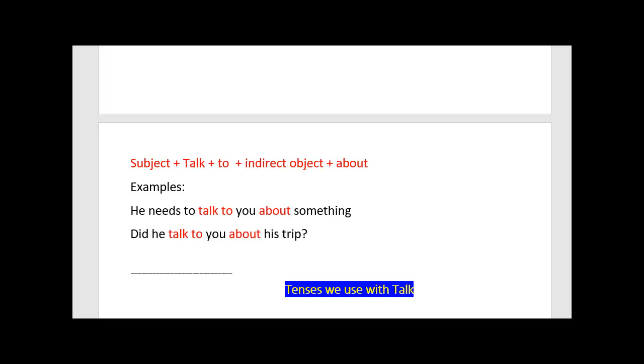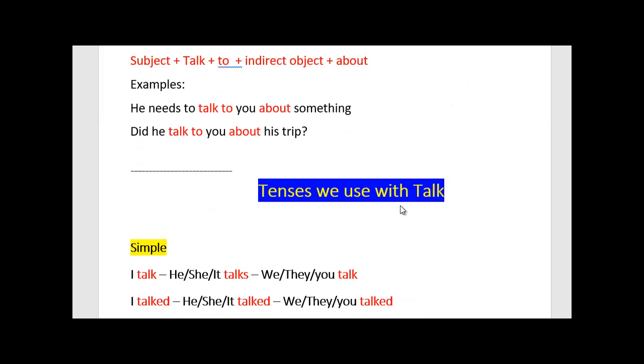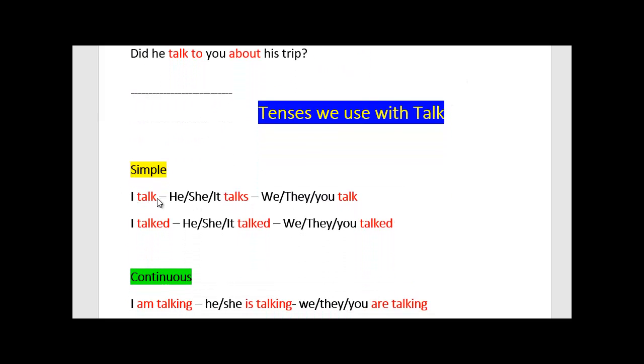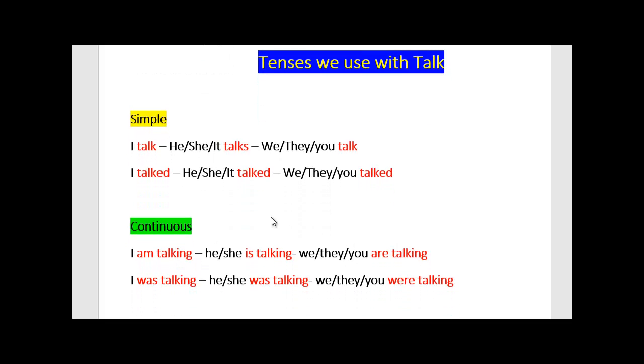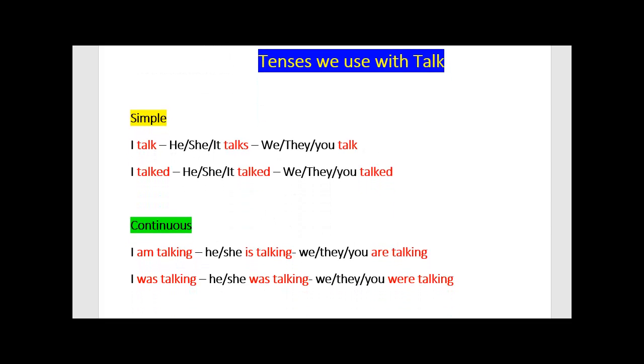Now we'll move on to the tenses we use with talk, in present simple and the past simple: talk, talks, talk, okay, talked, talked, talked, okay. Talk is a regular verb because you just add ed for the past, okay.